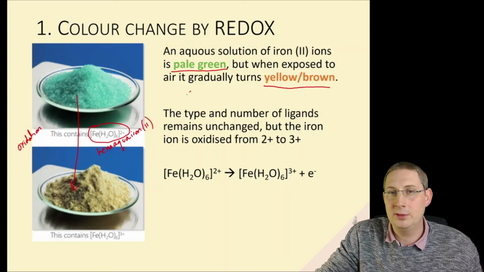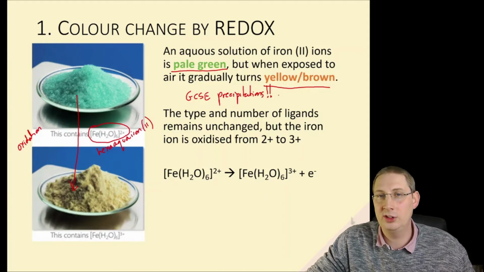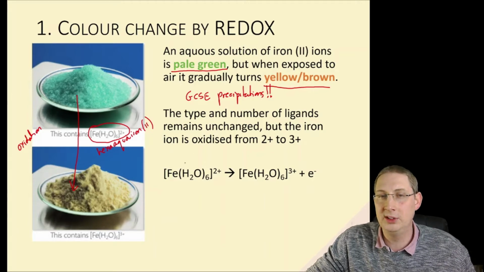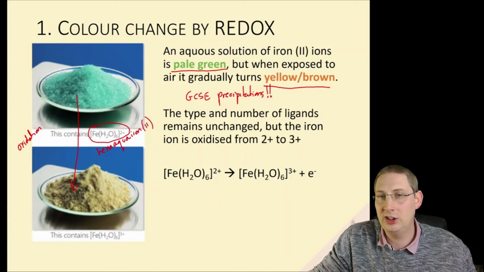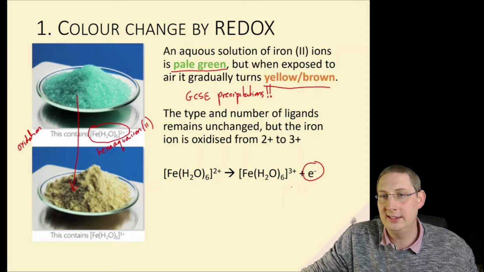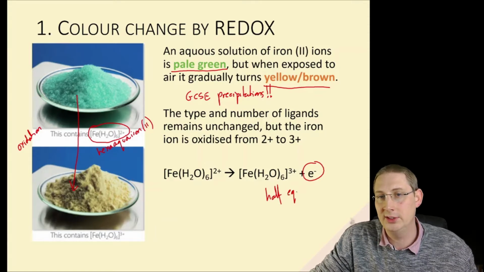And remember this from your GCSE precipitations, as these colours were used to identify these 2 ions. And a reaction, we don't normally draw it, but it would be hexa aqua iron 2 forming hexa aqua iron 3 with the release of an electron, and this is of course a half equation.